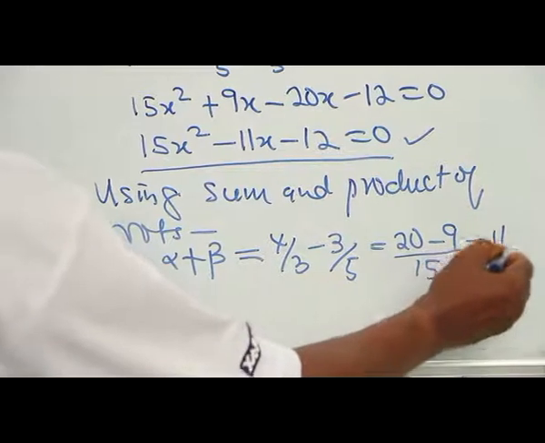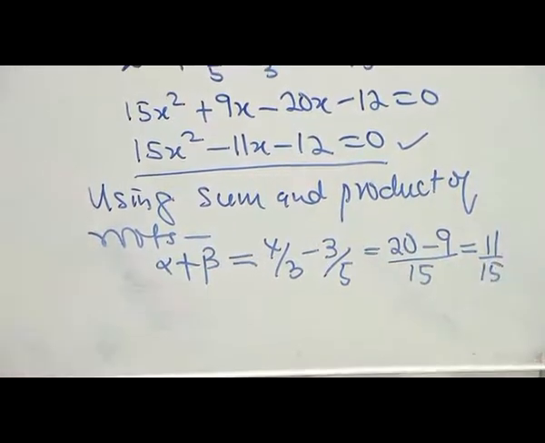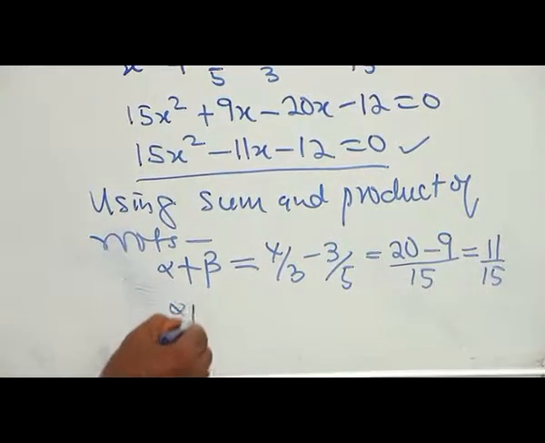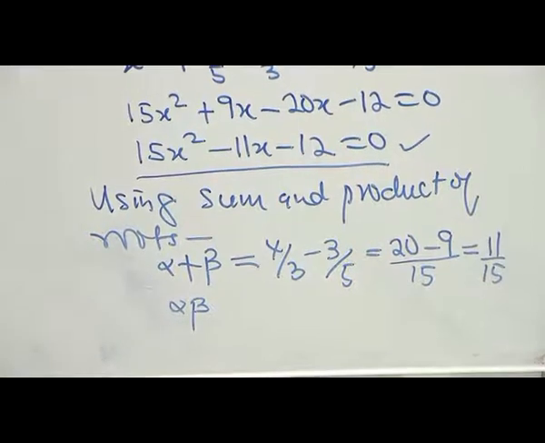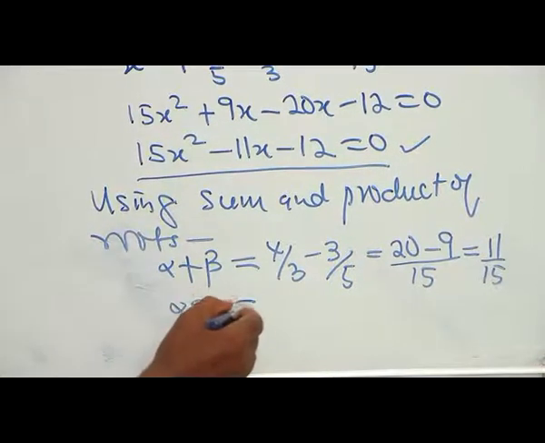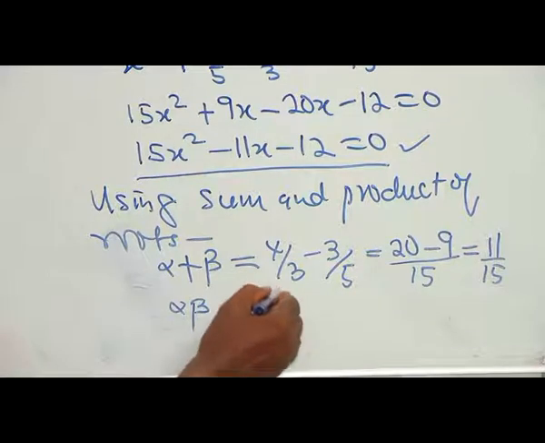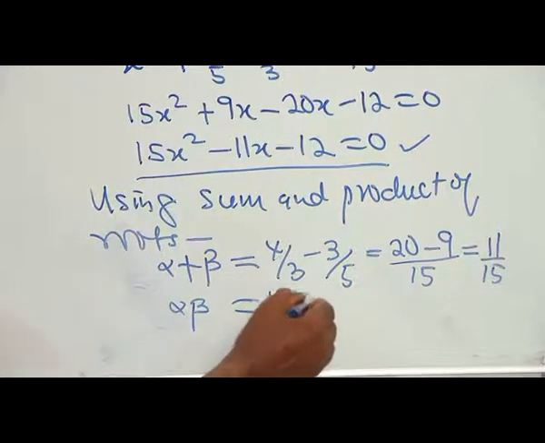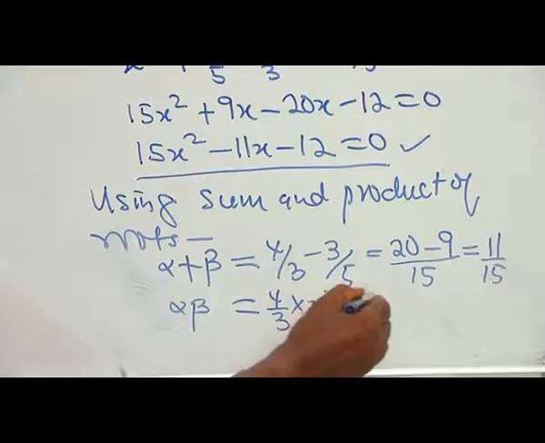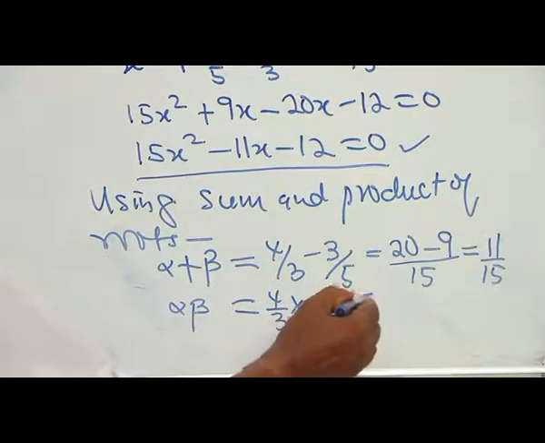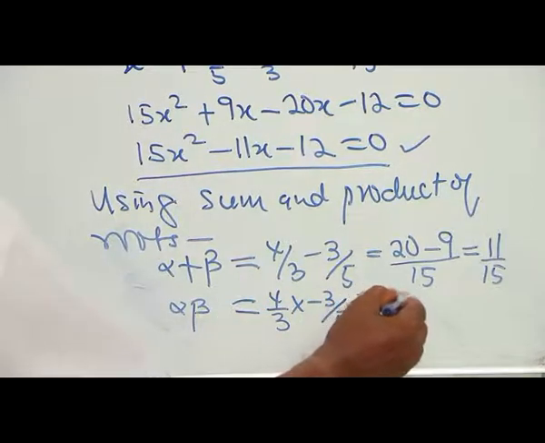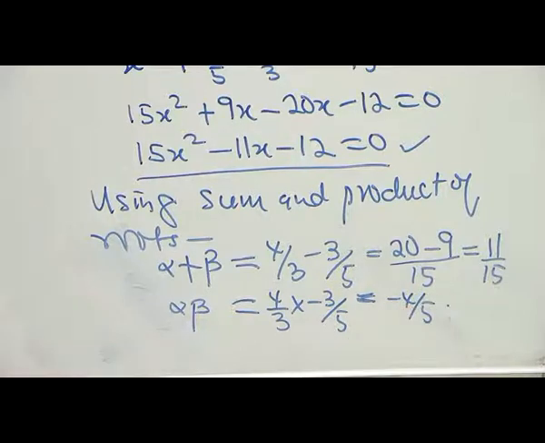11 all over 15. Then you now talk about the product of roots, which we write as alpha times beta, product. And what does that mean? This means that we have 4 over 3 multiplying minus 3 over 5. The 3 will cancel, and then what we have left is minus 4 over 5.